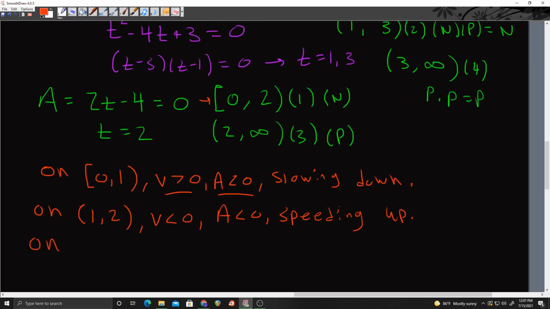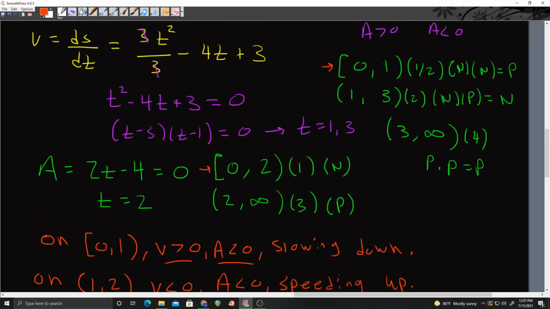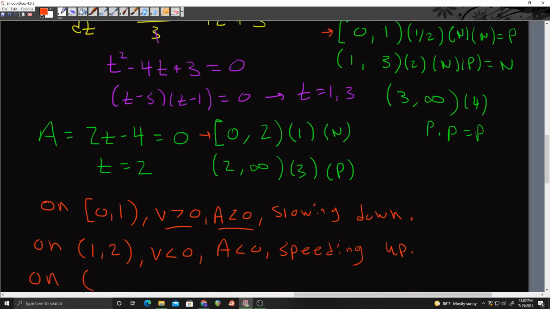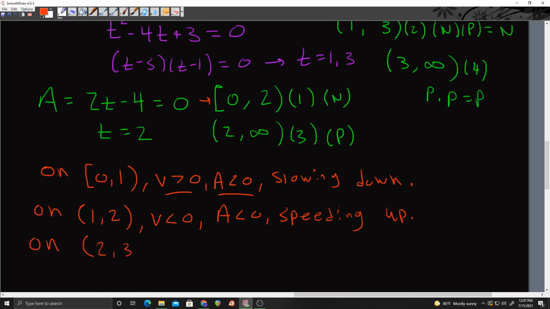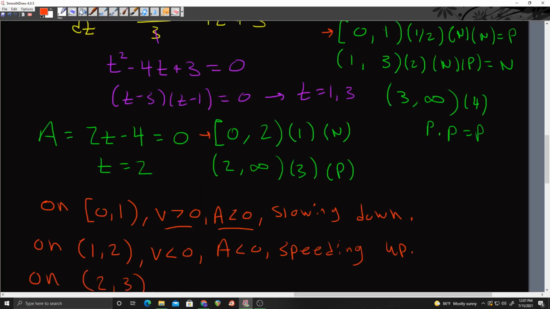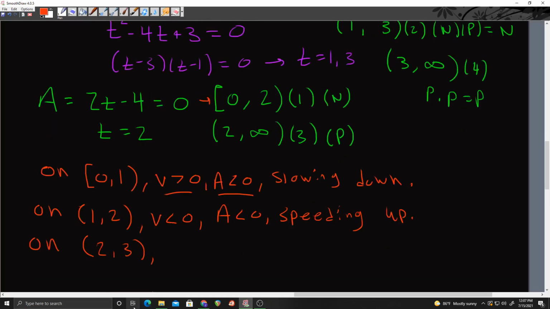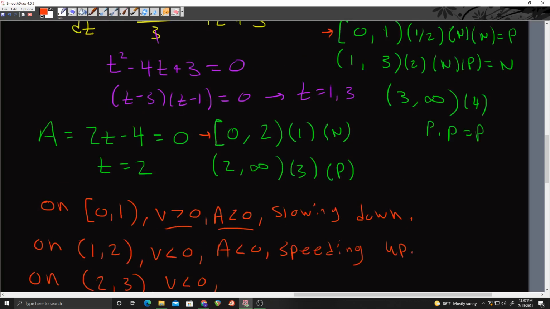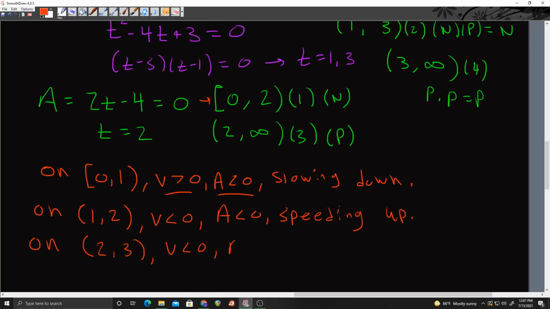And we're going to keep on going. After 2, what do we hit next? We hit 3, so 2 to 3. What's happening on 2 to 3? Velocity is negative and acceleration is positive. Those are opposite signs, so we are slowing down, ladies and gentlemen.